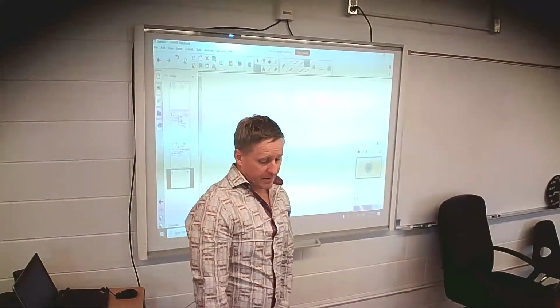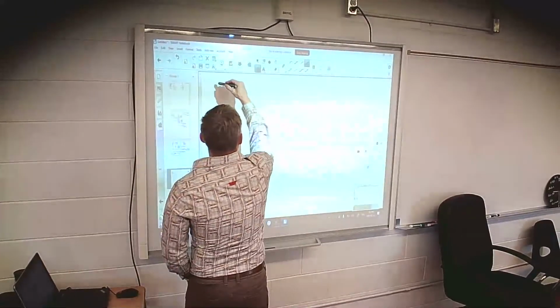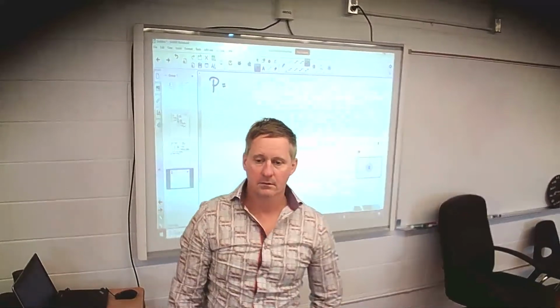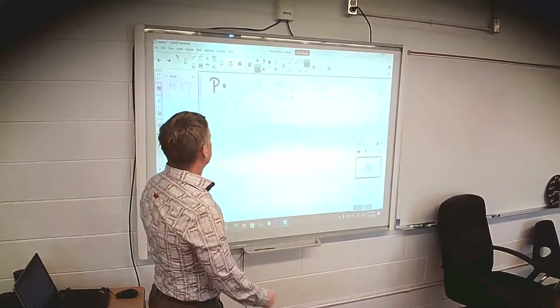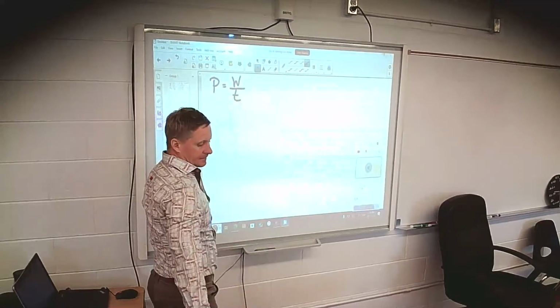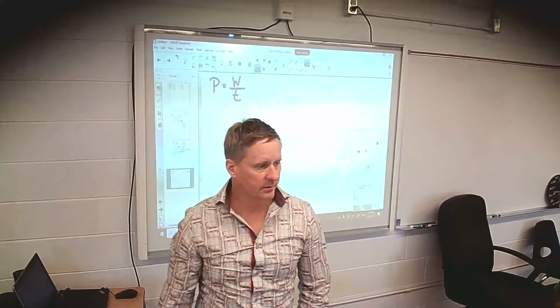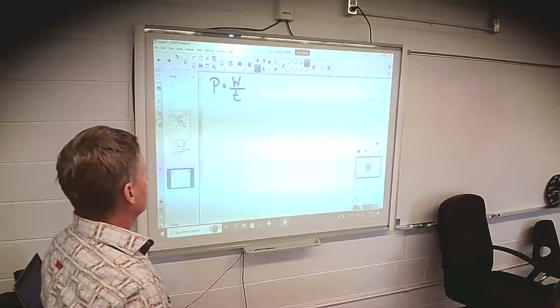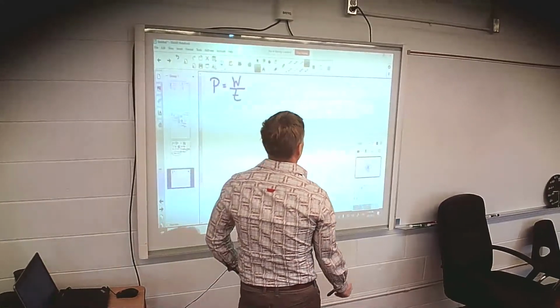Okay, power, by definition, is the rate of doing work. The rate of doing work. So that means the amount of work over time. Power is equal to W over T. We measure power in watts. Often we'll use kilowatts.